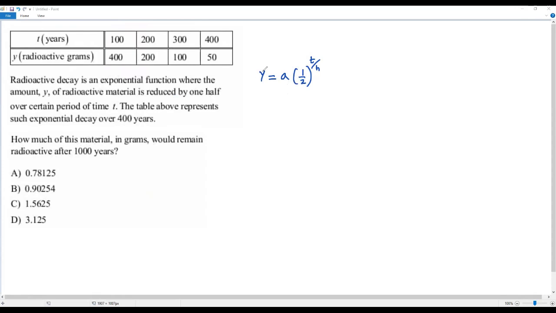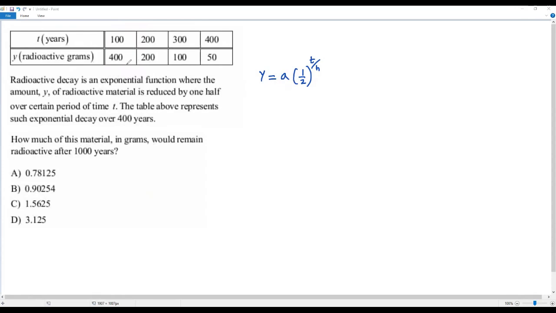Okay, now let's understand the other components of this function. Here y is the amount of material after t years, and this A is the initial amount of material. That is, this is the amount of material when t equals 0, the initial time. And this h is the half-life of the material. In this case, the value of h is 100 because the material is getting reduced by 1/2 for every 100 years. Here I do not know the value of A, that is, the initial amount of material when t equals 0.